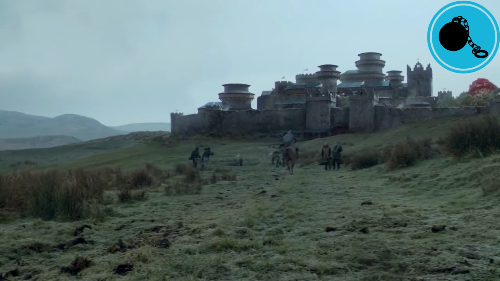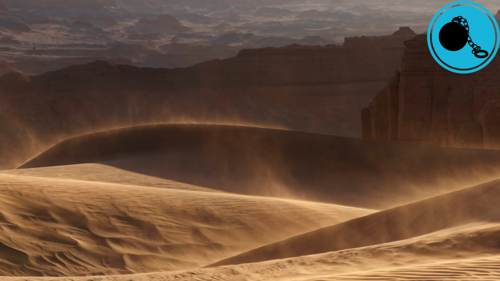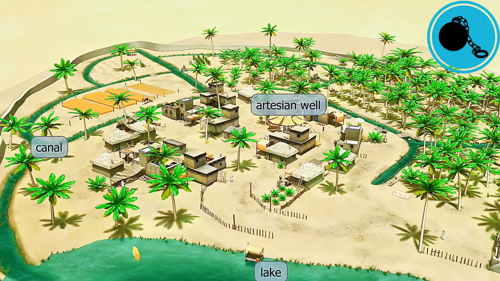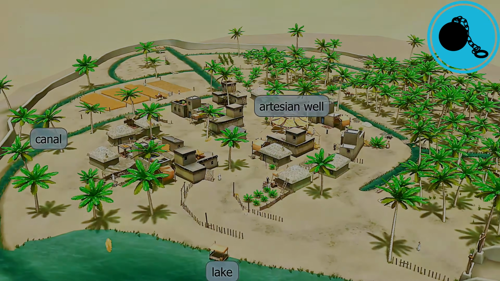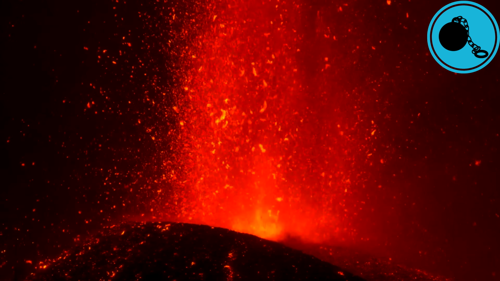Well, what if your city is instead in a scorching desert? Water would be more valuable than gold, and its existence would depend on maybe a single oasis out there. Think about other natural forces. Is the location prone to earthquakes, hurricanes, massive floods, or volcanic eruptions?